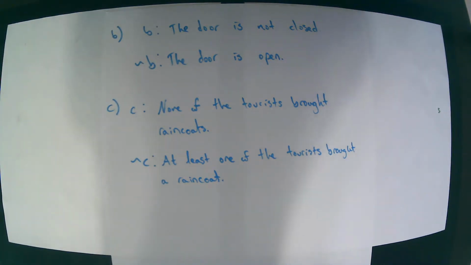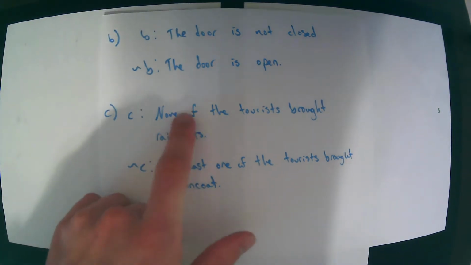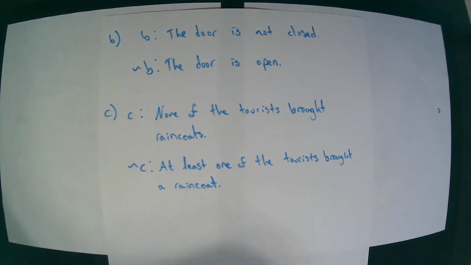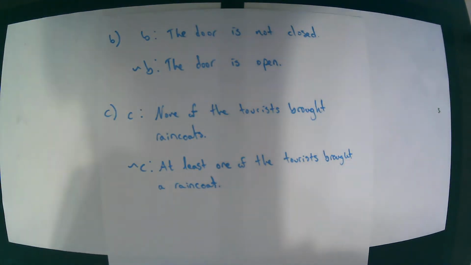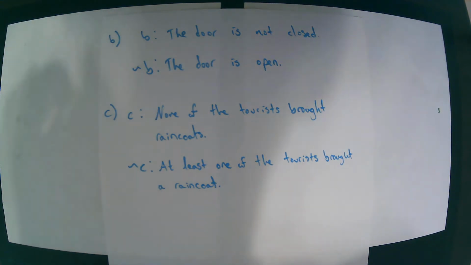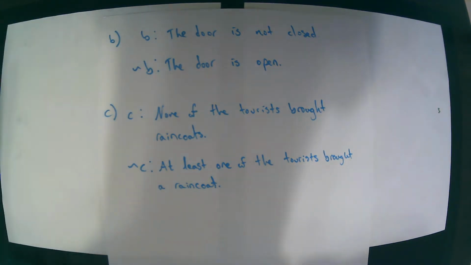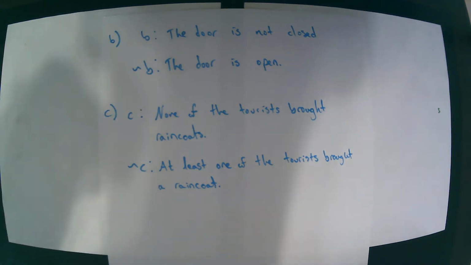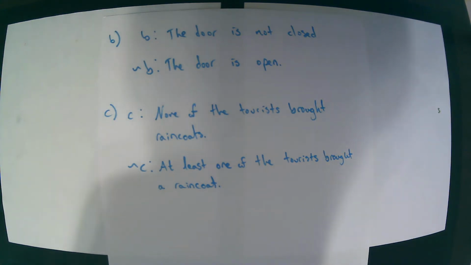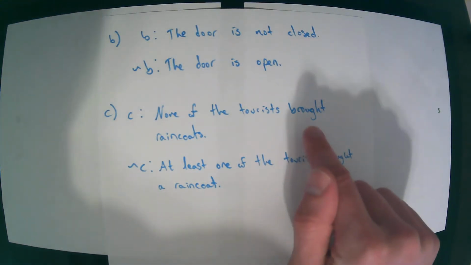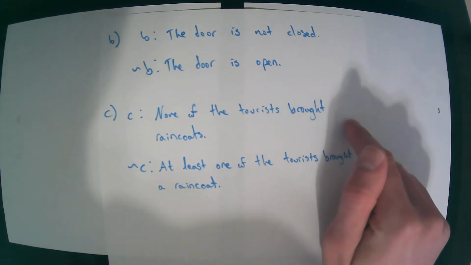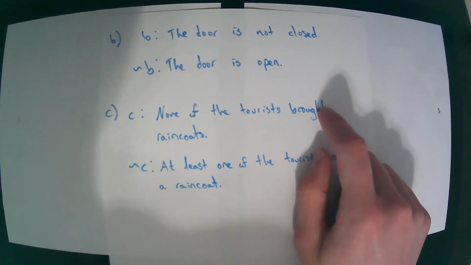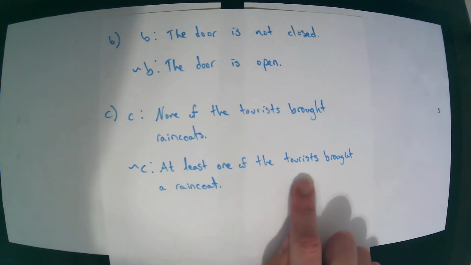Now they actually work this same problem in the textbook, and their answer is that some of the tourists brought a raincoat. And that says the same thing. Some just means at least one. At least one of them did. So if you saw all the tourists in front of you and none of them brought a raincoat, then this statement would be true and this one would be false.